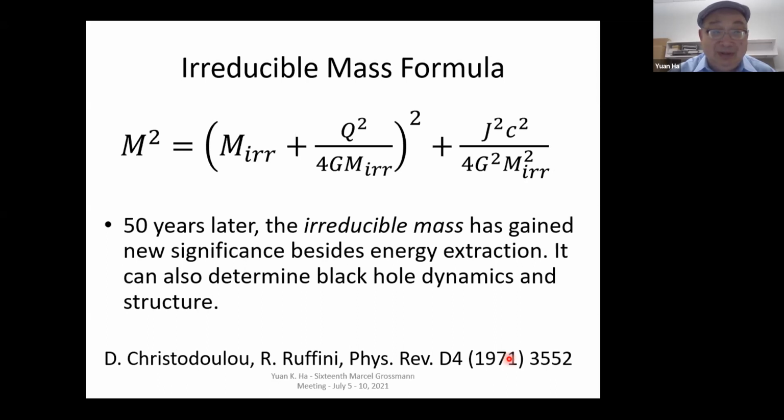Now here's the irreducible mass formula. On the left, we have the total mass M. On the right, we have the irreducible mass. Q is the electric charge and J is the angular momentum. Now, 50 years later, the irreducible mass has gained new significance besides energy extraction. It can also determine black hole dynamics and structure.